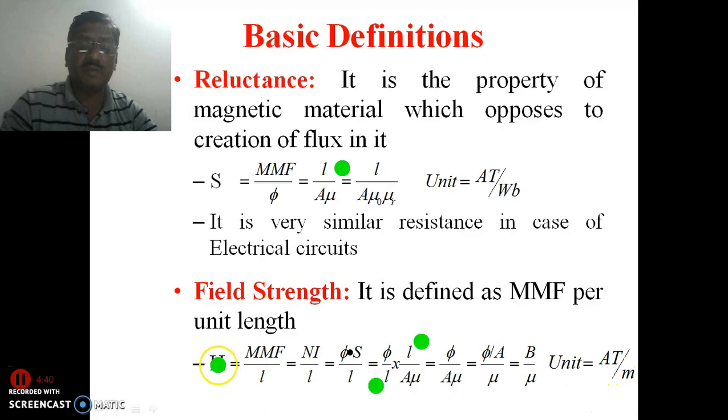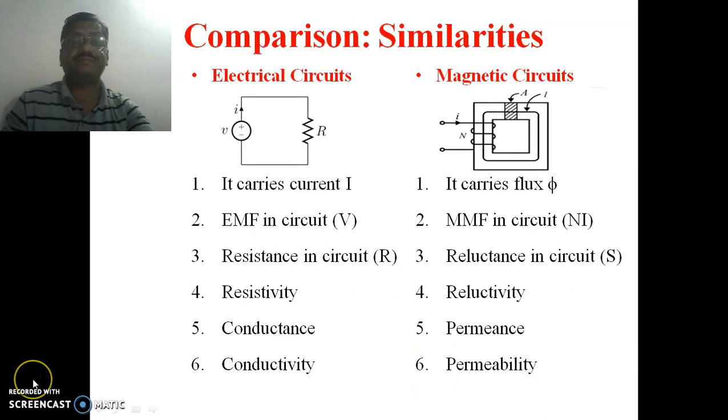Sometimes we can use this formula H is equal to B by mu, or we can use B is equal to mu H. That formula is also possible from its definition itself.